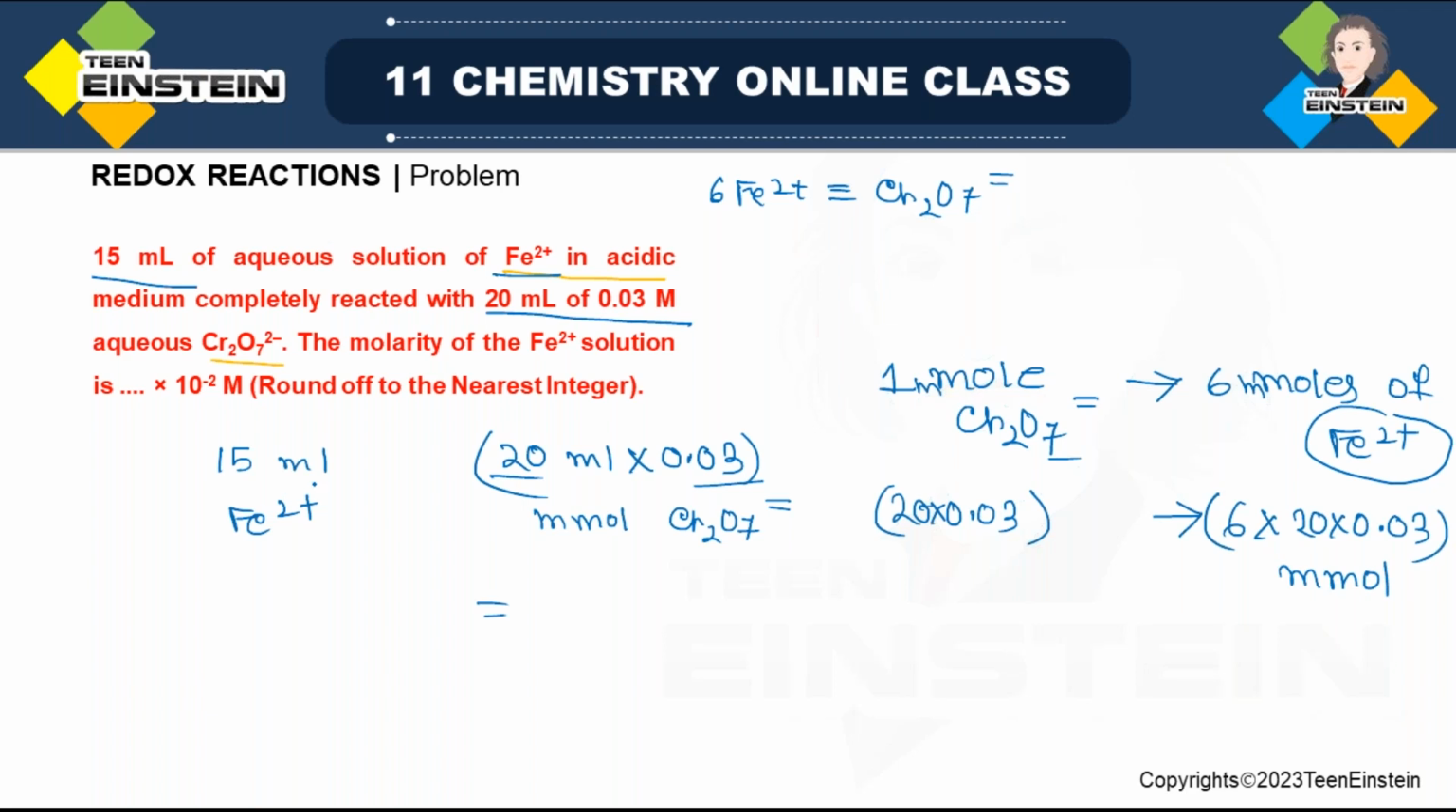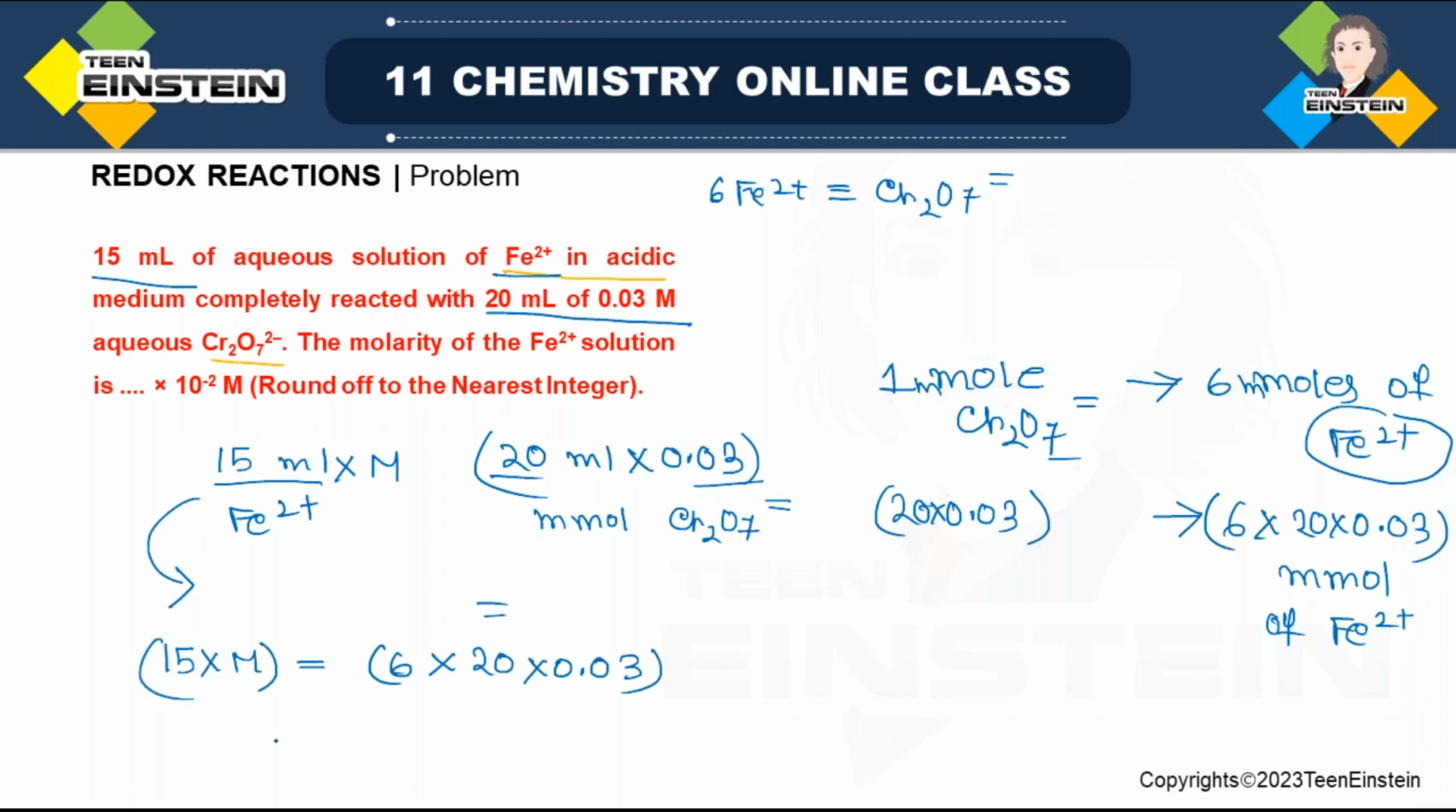Now for the millimoles of Fe2+, you do not know the molarity. Suppose the molarity is M. You only know the volume. But when you multiply volume with molarity, you get millimoles. So 15 into molarity is equal to 6 into 20 into 0.03 millimoles. So this is the millimoles of Fe2+, and that is equal to 15 multiplied by molarity, which we do not know, we have to calculate it. So capital M, you will get from this whole calculation.